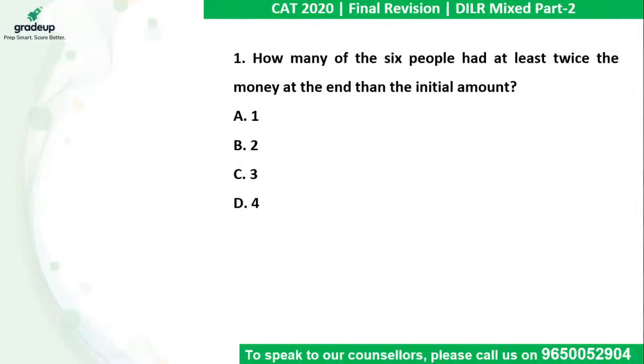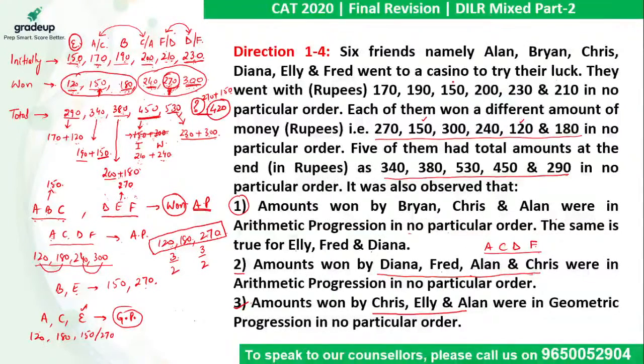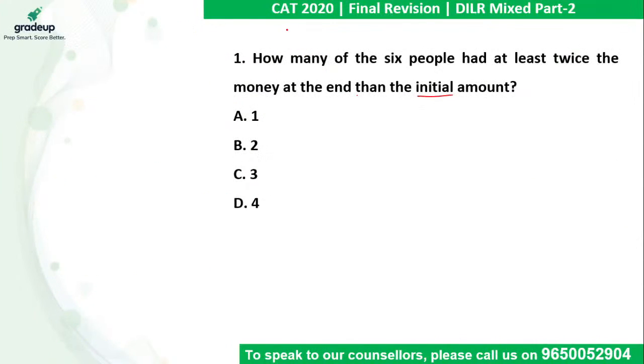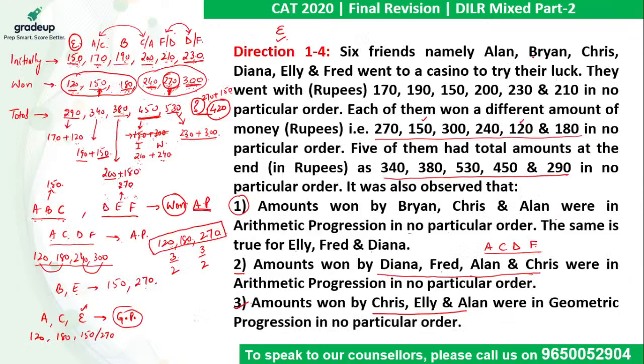Okay, so let's move on. The first question says: how many of the 6 people had at least twice the money at the end than the initial amount? So if we check each and every individual, E got initially 150 and now the amount with him is 420. So definitely E is to be counted, because we are required to count people who have at least twice the money at the end. So E is definitely more than twice.